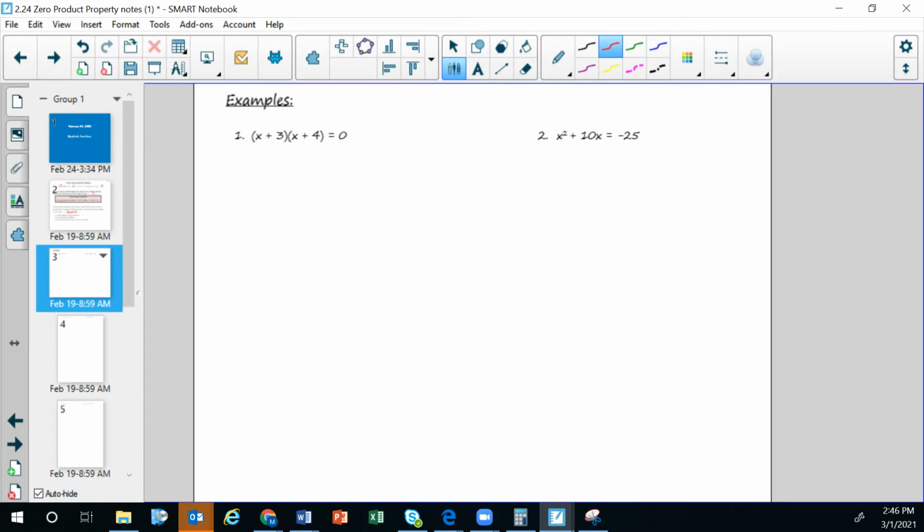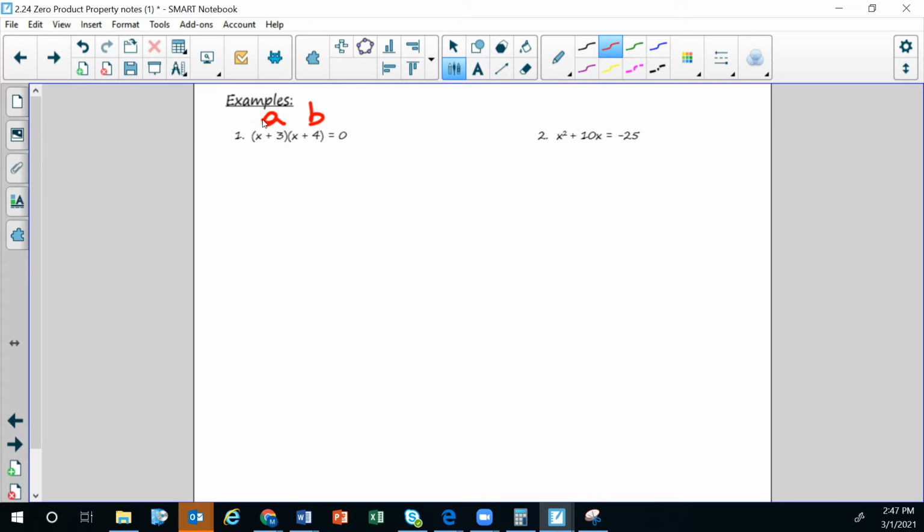So look at number 1 now. In number 1, we have two factors of a quadratic equation set to 0. And our goal now is to solve for the variable and find the zeros, all right? And so what we do is we're going to set each factor to 0. In this case, my x plus 3 is my a, and the x plus 4 is my b. And so we're going to set a equals 0, in this case, x plus 3 to 0, and also x plus 4 to 0, okay?